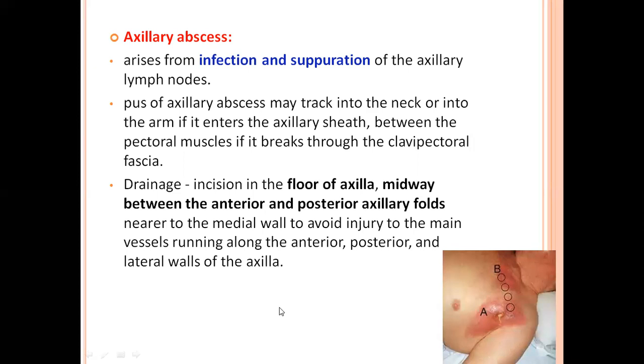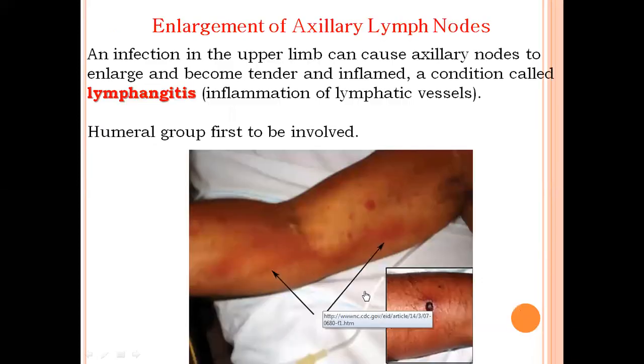So we have to see that the incision is in the floor of axilla midway between anterior and posterior axillary folds, near the medial wall, so that we don't injure the main vessels running along the anterior, posterior and lateral walls of axilla. Okay. Enlargement of axillary lymph nodes: if there is any infection in the upper limb, it can again cause enlargement of axillary lymph nodes. The axillary lymph nodes become tender.